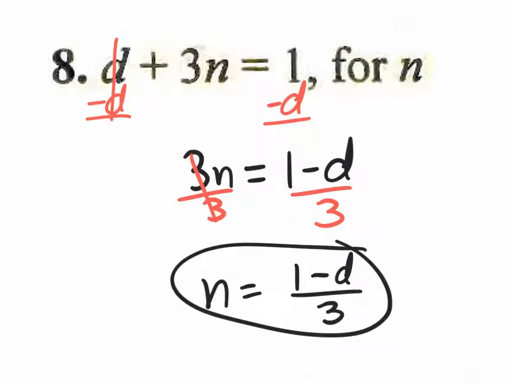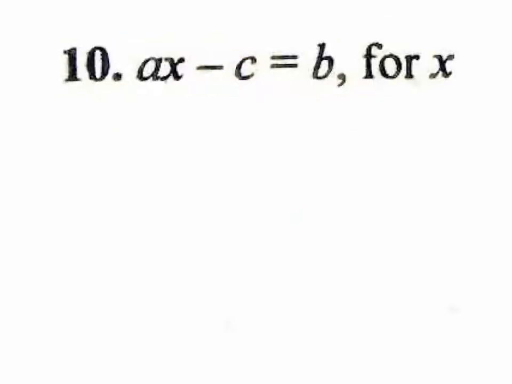Let's try, let me jump around to number 10. They want us to solve for x right here. x is on what side? The left side or the right side of the equal sign? Here's the equal sign. It's on the left side. Is it by itself? No. So what do I do? Minus a.